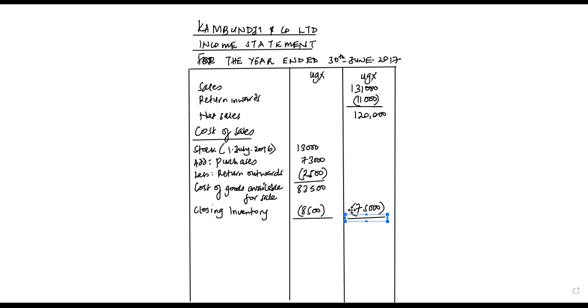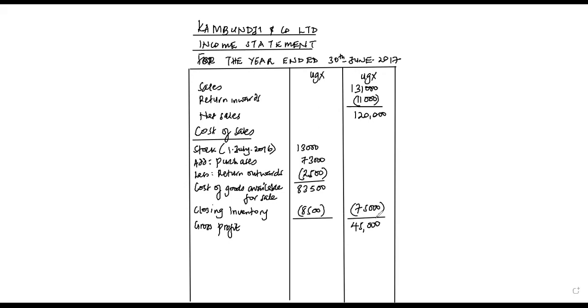So we get our net sales minus the cost of sales to come up with what we call the gross profit. The gross profit is the sales less the cost of sales. So our net sales, we have 120 minus 75,000, giving us 49,000. So that is your gross profit.